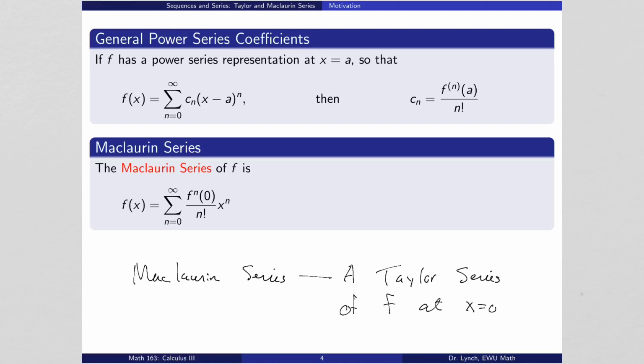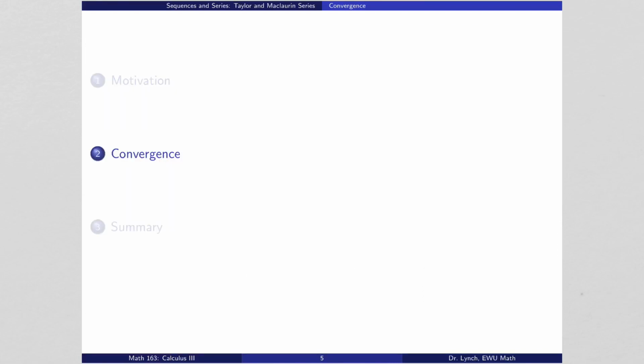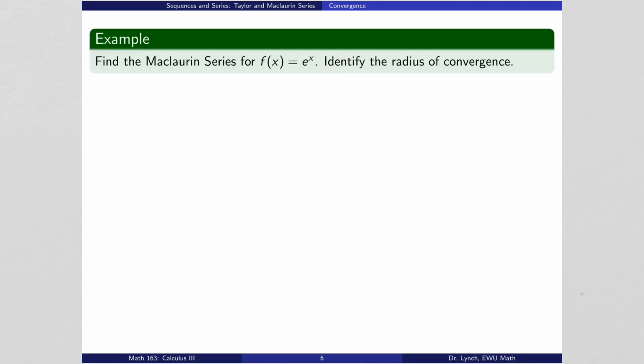Okay, so if the instruction says get the Maclaurin series, the Maclaurin series is just the Taylor series of f evaluated at 0. Okay, so here's an example of a Taylor series and looking at convergence. So we'll start with having a look at the Maclaurin series for f of x equals e to the x.